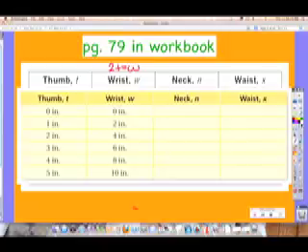Okay, and then let's make sure that they filled out this part of the table right. So take your thumb, times it by 2. So if your thumb was nothing, what's 2 times 0? 0. And then what's 1 times 2? 2 times 2? 3 times 2? 4 times 2? 5 times 2? Okay, so this part of the table is done for us.